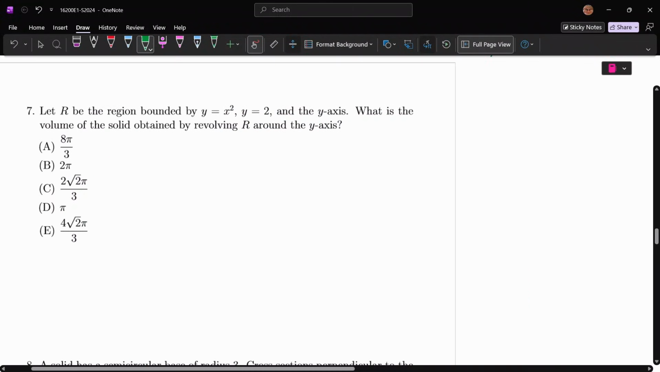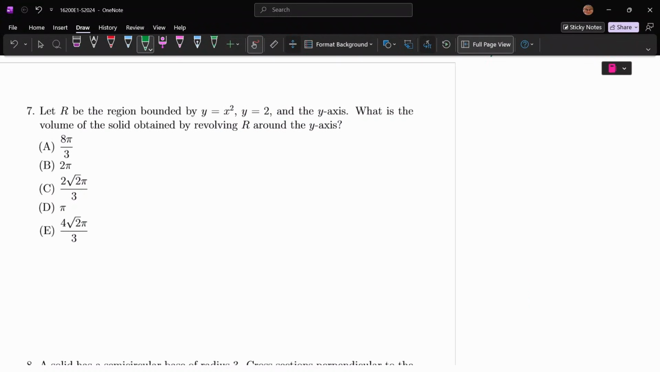Okay, all right, we're given a region R, and it's bounded by y equals x squared and y equals 2 and the y-axis. So what is the volume of the solid obtained by revolving R around the y-axis? First off, let's draw out what the region we're dealing with is going to be in 2 dimensions.